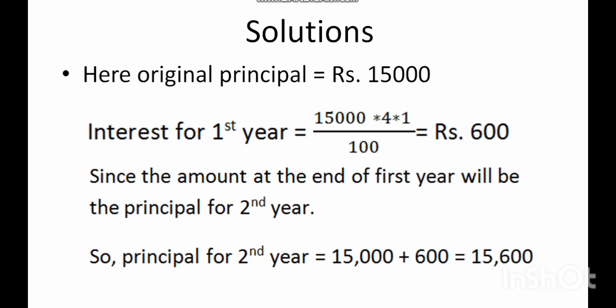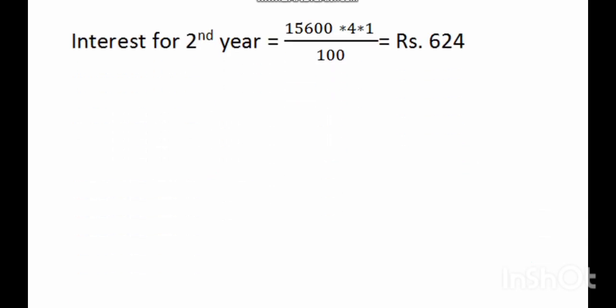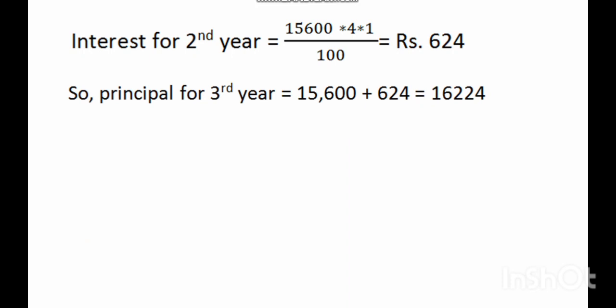Now the interest for the second year is 15,600 into 4 into 1 divided by 100. By solving this, we get the interest as 624. Now we move to the next step, which is the principal for the third year. The same method: we add the principal for the second year plus the interest of the second year. So 15,600 plus 624 is 16,224. I hope you all understood, students. If you have any doubt, please do comment.